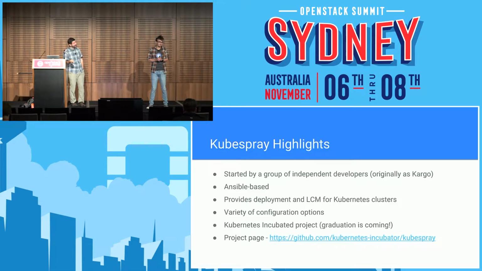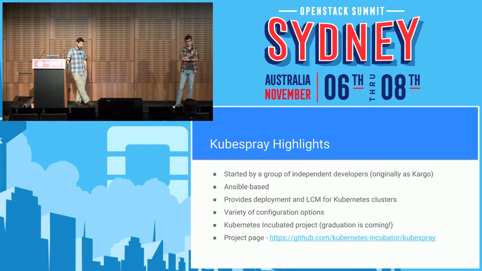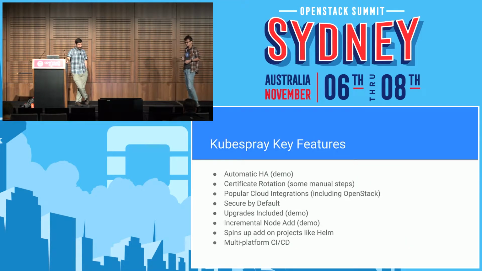Kubespray today is an incubated project for Kubernetes. It joined the Kubernetes incubator approximately 1 year ago, and I hope that it will be graduated to an official Kubernetes project really soon. On this web page, you may find all the information about the project. It's on the Kubernetes incubator organization on GitHub, Kubespray. So everything is there. And the key features of Kubespray.